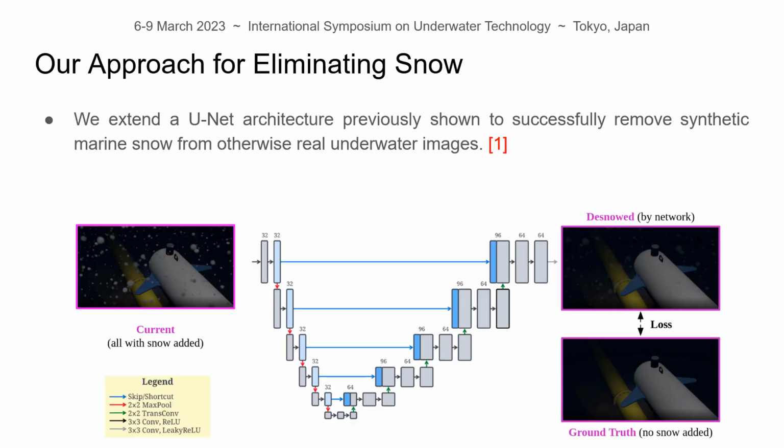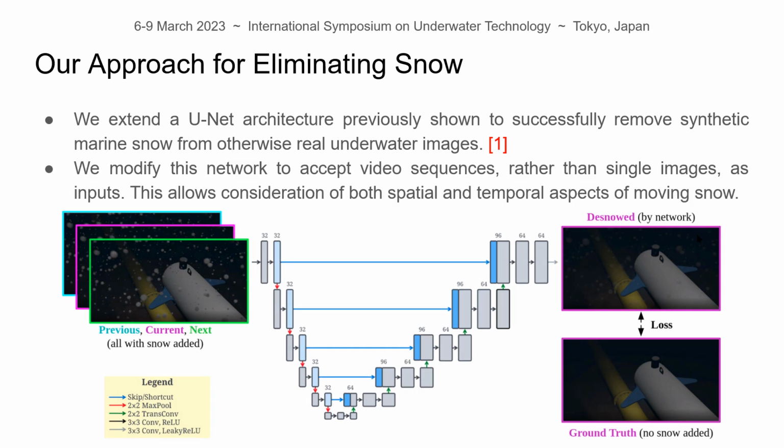Our approach for eliminating marine snow in video begins by extending a UNet architecture previously shown to successfully remove synthetic marine snow from otherwise real underwater images. We modified that network to accept video sequences rather than single images as inputs.